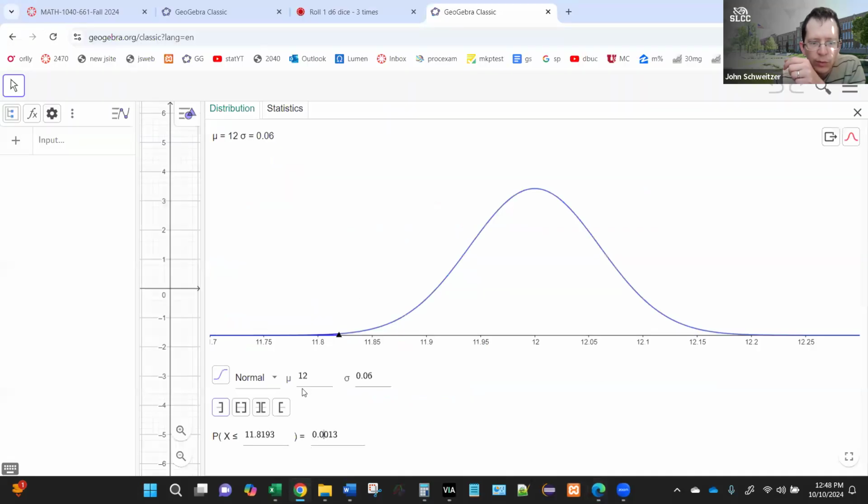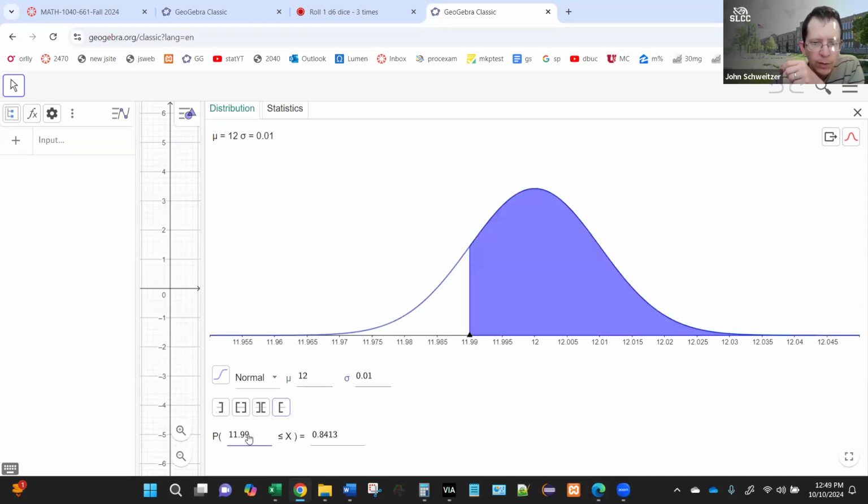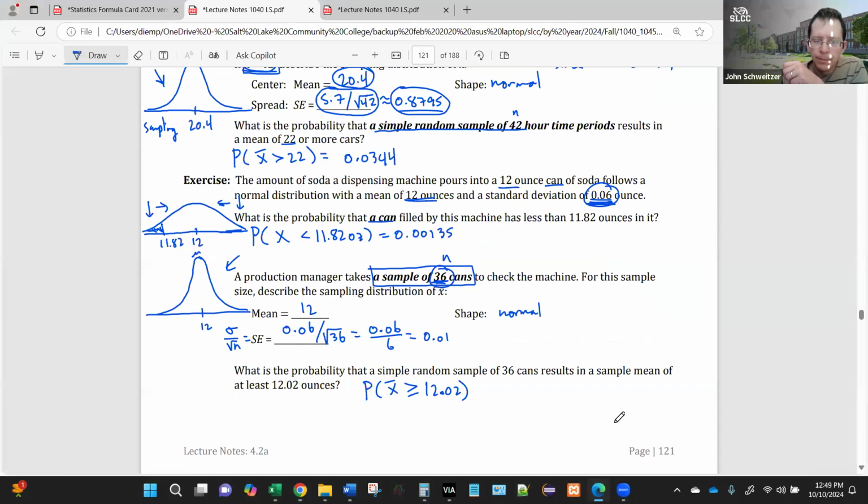Well, we know it's normal, so we can go to the normal. The standard deviation now is less. It's the standard error, 0.01. And so if we're going to be greater than 12.02, it is possible, but not very likely. So even a very slight 0.02 ounce deviation from the mean or more is very unlikely, right? It's only about a 2% chance of happening. So go, 0.0228.